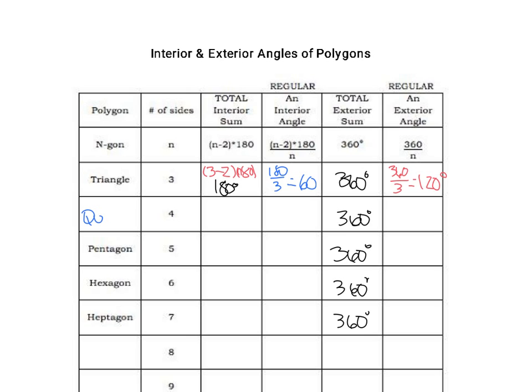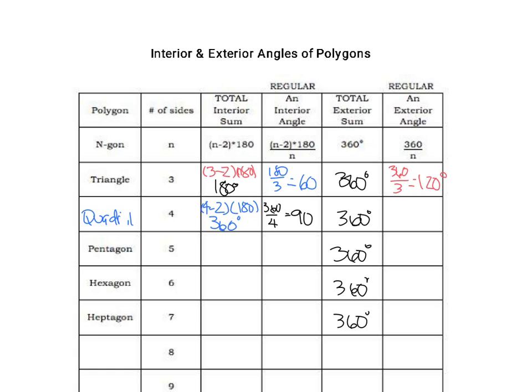So we have here the quadrilateral. I'm not going to be able to fit it all in there, but you can spell it quadrilateral, and quadrilaterals have 4 sides. So let's figure out their total sum. That would be 4 minus 2 times 180. 4 minus 2 is 2. 2 times 180 is 360 degrees. So a quadrilateral's total interior sum is 360 degrees. Now, if it is a regular quadrilateral, then one of the interior angles would be simply 360 degrees divided by 4, which results in 90 degrees.